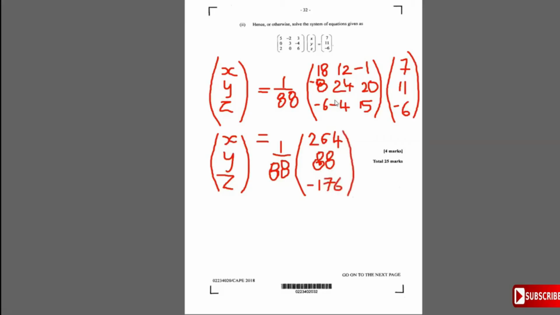So in conclusion, x is going to be 264 divided by 88, so x is equal to 3. You're going to get y is equal to 1. X equals 3, y equals 1, and z equals negative 2. Nice and easy. Now we go to the final question of the paper, question 6.